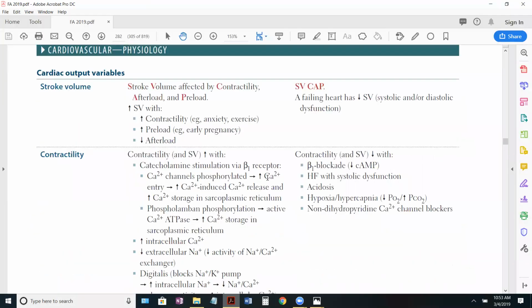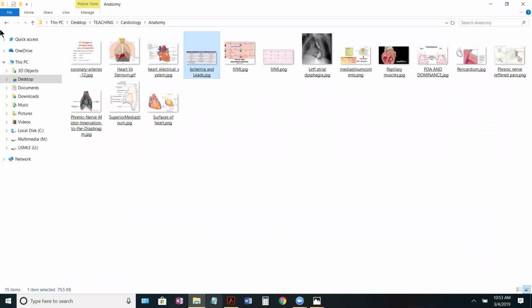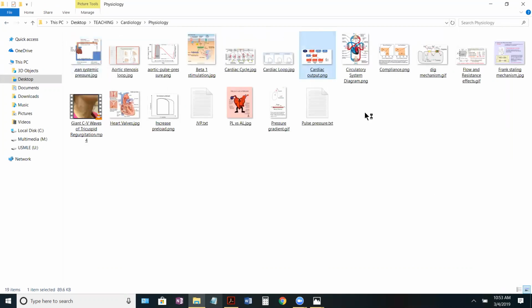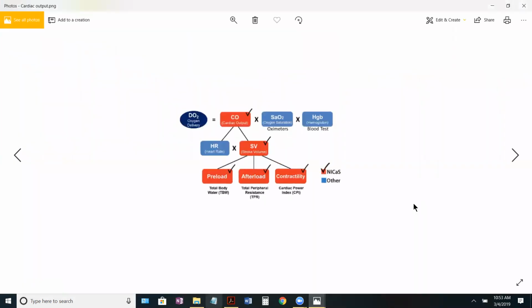Okay. So stroke volume. Who knows about the stroke volume? Naman bhai, what is stroke volume? Stroke volume is the amount of blood that is pumped out in every contraction. Okay, so stroke volume is the amount of blood that is pumped out in one heart contraction.